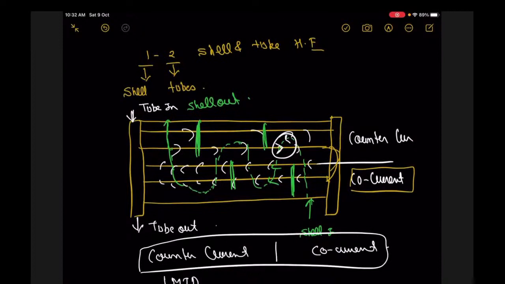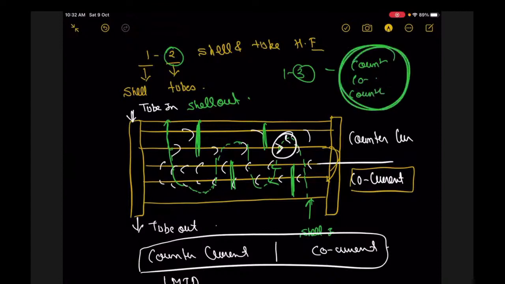So in place of 1,2, you can go to 1,3 also. In 1,3, what will happen? There will be one counter current, then co-current, then counter current. Okay. So this will happen. So that will help to enhance the counter current phenomena in the system. So out of three, two are counter current, one is co-current. So obviously it is going to help in terms of LMTD also. But if you compare with the LMTD of 1,1, it is always by default a counter current heat exchanger. It will always be a counter current heat exchanger.